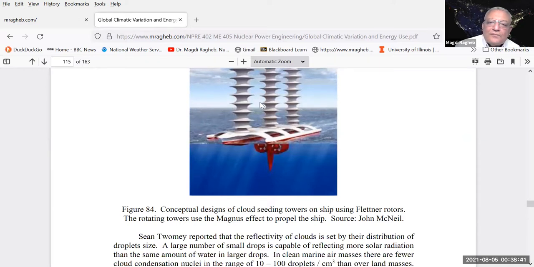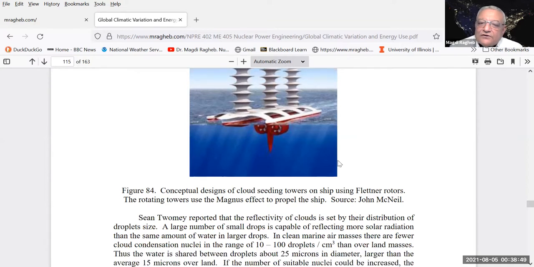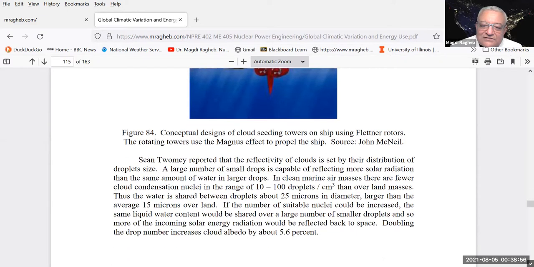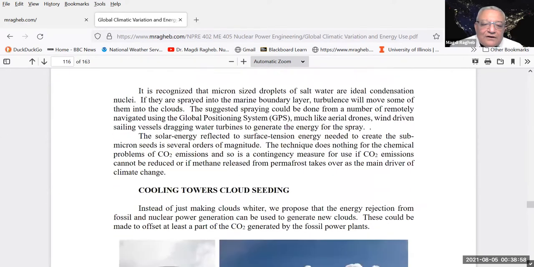This uses what's called the Magnus effect. So if you go to our website that describes wind power generation, you can learn about the Magnus effect and the Flettner rotors that are using wind energy basically to reduce the solar heat flux on the Earth.